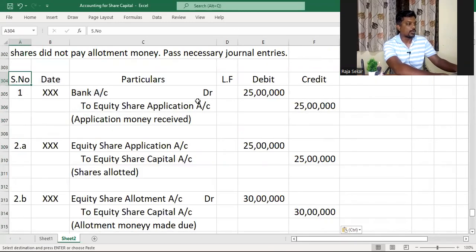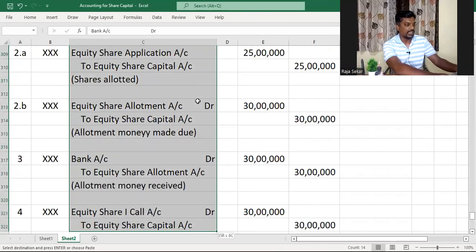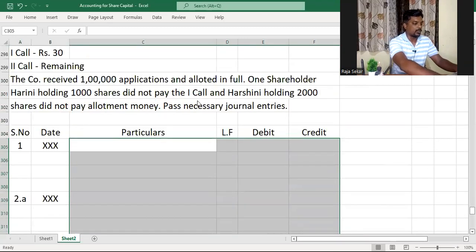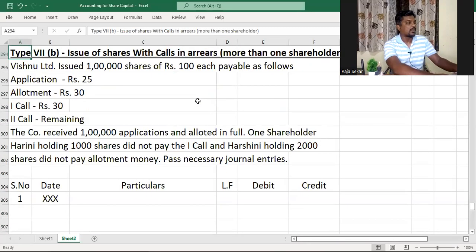I have a question for you that I'm going to read. Let me first delete all these things, it will help us redo the problem. So, calls and arrears with more than one shareholder.